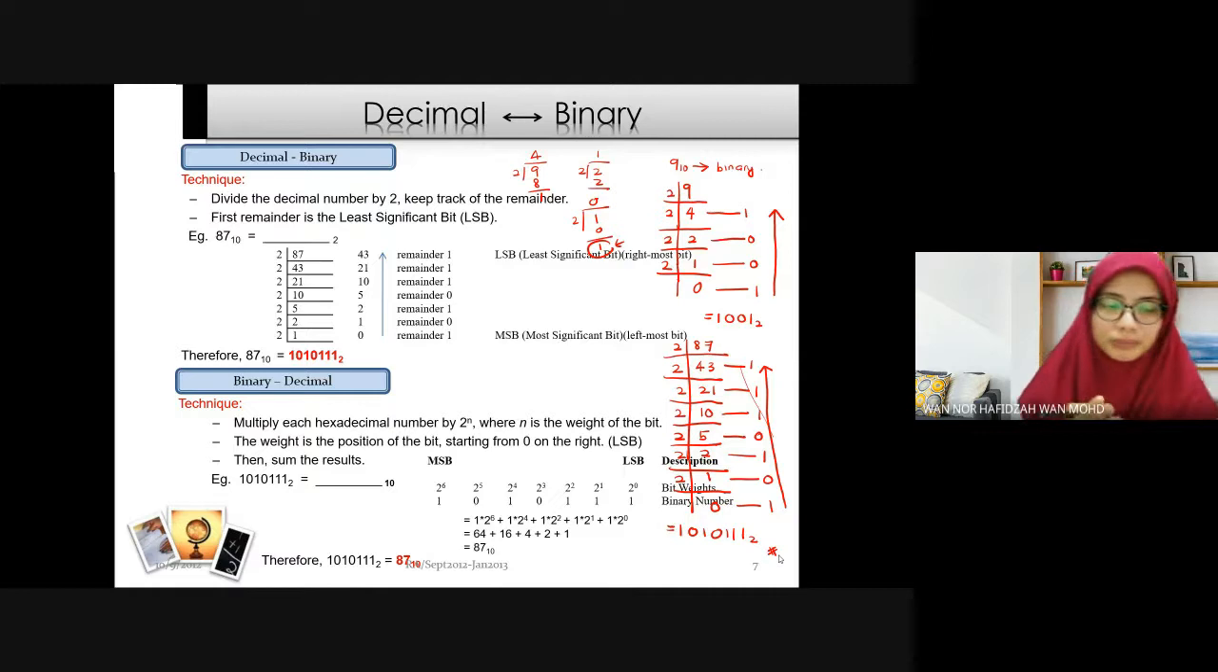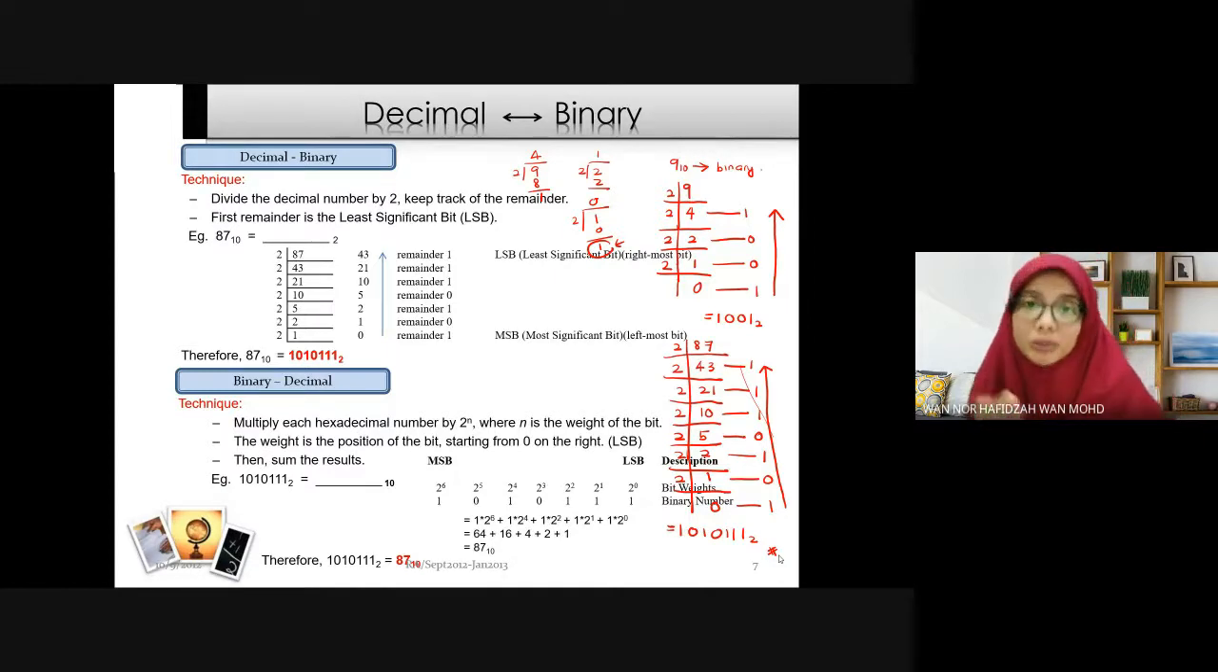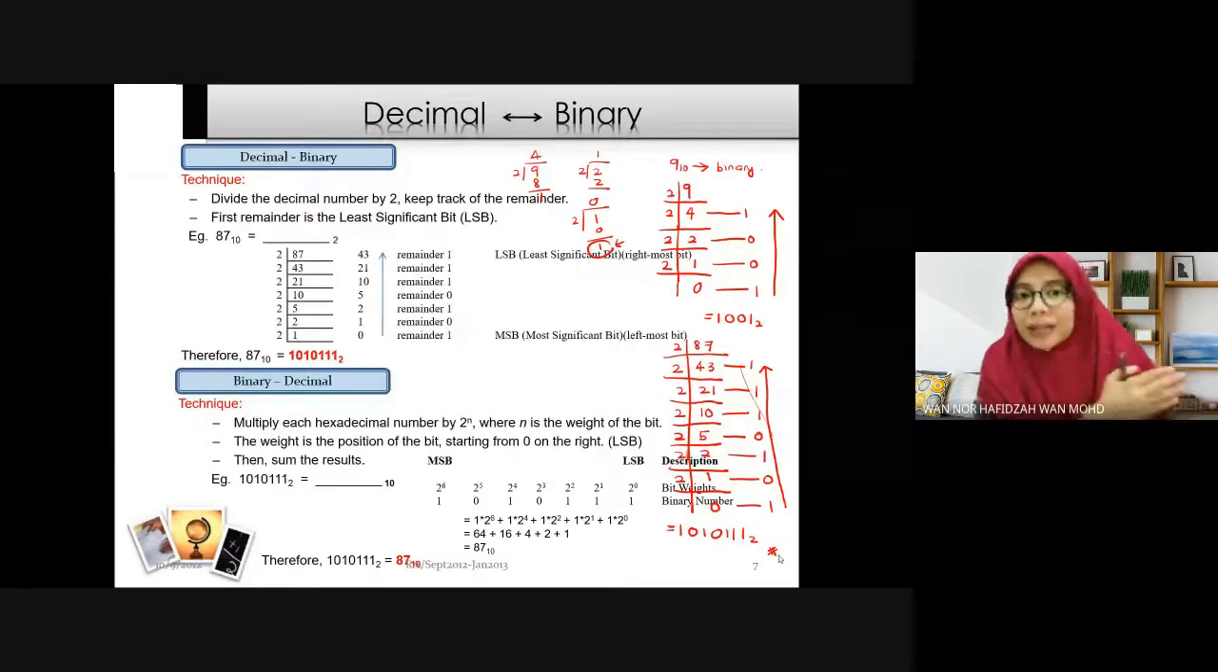Okay? And then for binary to decimal, kita dah tengok tadi, right? Multiply each number by 2^n, where n is the weight of the bit. Okay, but we should start from LSB because it is easy for us to keep track. We start from 0, okay, until the certain number.